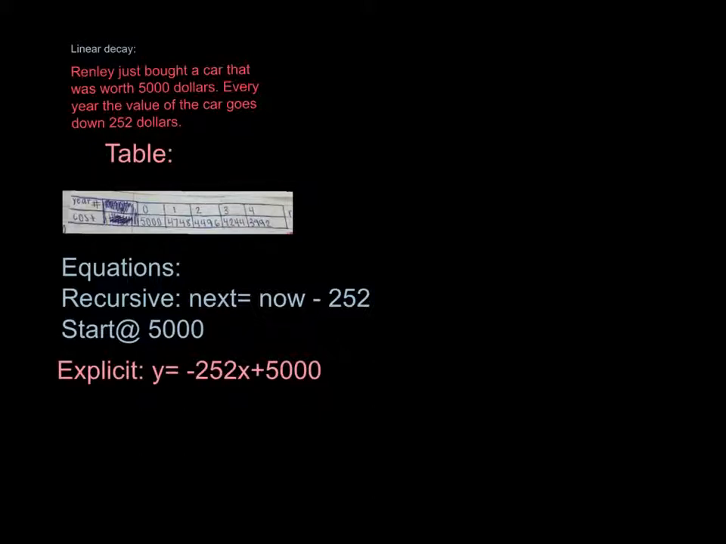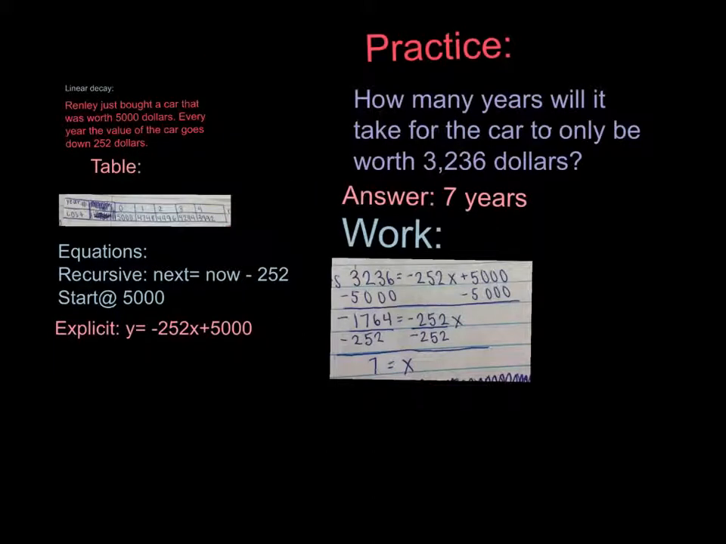Now for the equations. Our recursive equation is next equals now minus 252, and we started at 5,000. Our explicit rule is y equals negative 252x plus 5,000. This is our first practice problem.